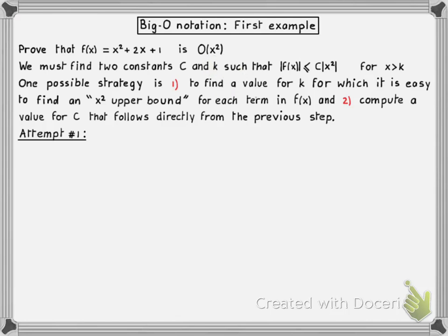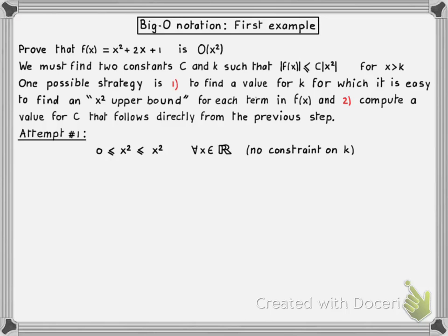So again, as I mentioned, we're going to start with x squared. Well, x squared is the square of a real number, so it cannot be negative. Therefore, it's greater than or equal to 0. And of course, x squared is less than or equal to itself. So notice we just established an x squared upper bound for x squared. And it turns out in this case, we don't need x to be large enough, because this set of inequalities holds for any real number x. So in this particular case, there are no constraints on k, and let's record that.